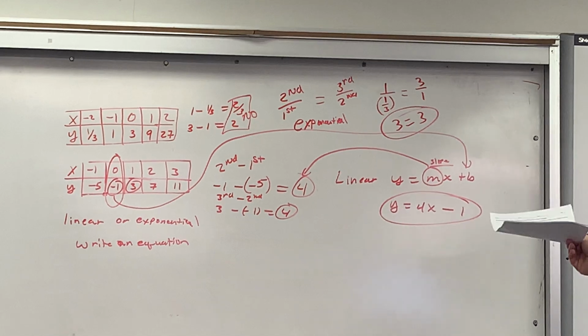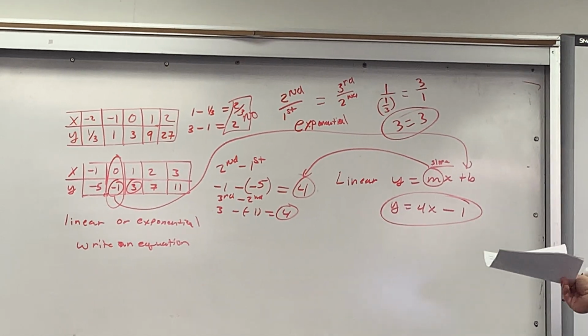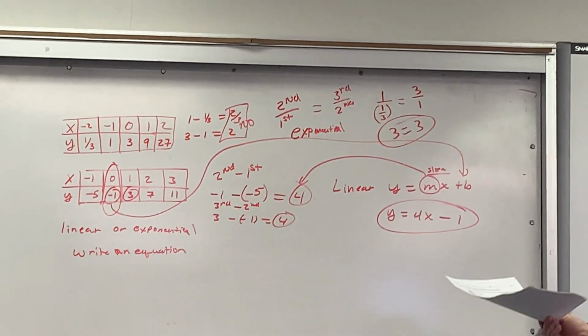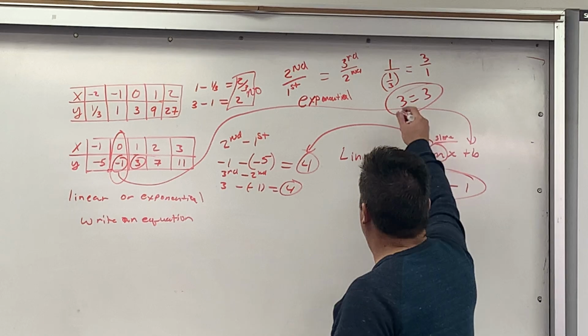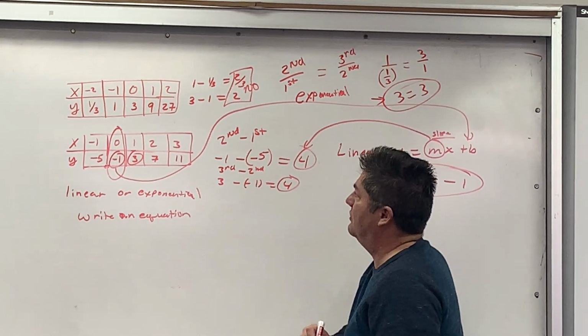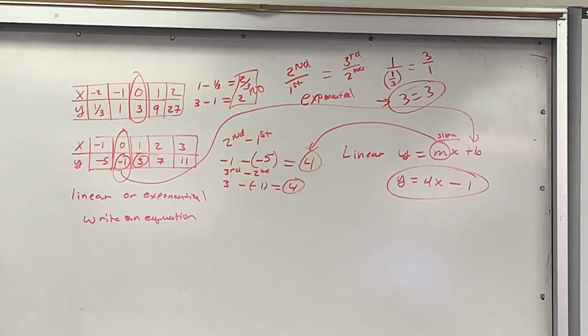What's 1 times 3? 3. What's 3 times 3? 9. What's 9 times 3? 27. What's a third times 3? 1. Yeah, so every one of those are just timesing by 3. So this is going to be part of my equation. And again, the 0 value is going to be part of your equation.